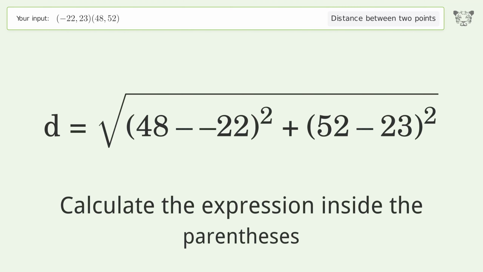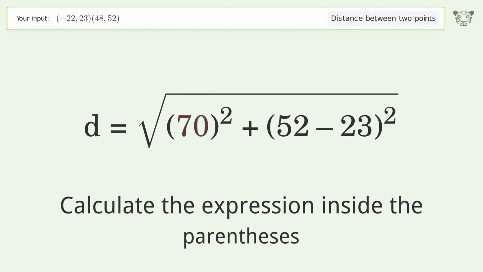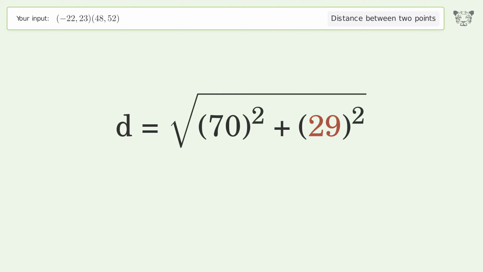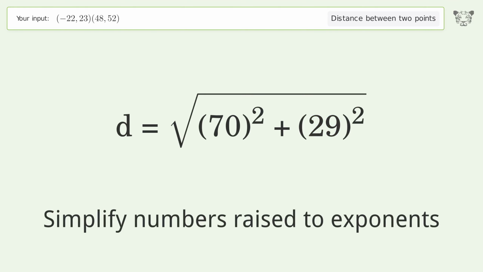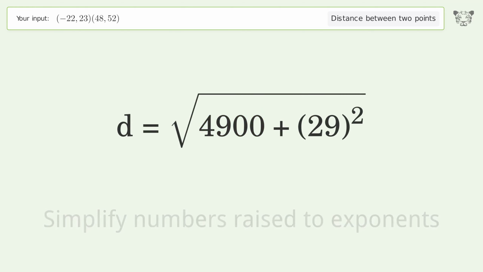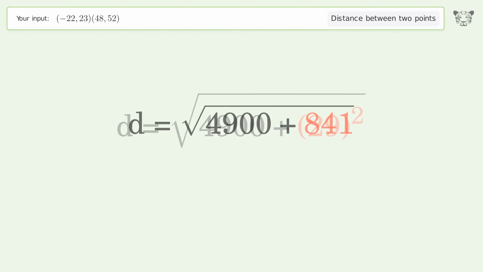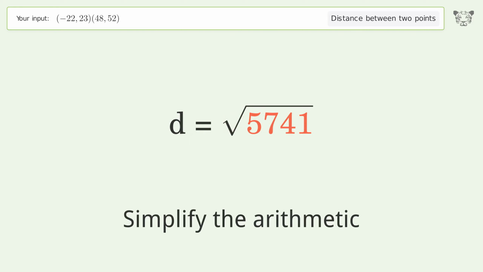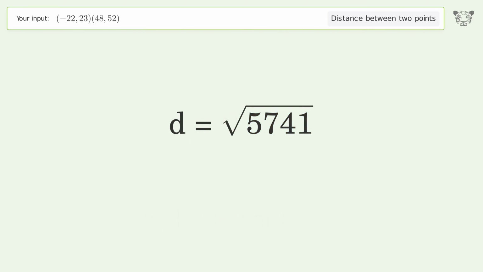Calculate the expression inside the parentheses. Simplify numbers raised to exponents. Simplify the arithmetic. And so the distance between the 2 points is the square root of 5,741, or 75.769.